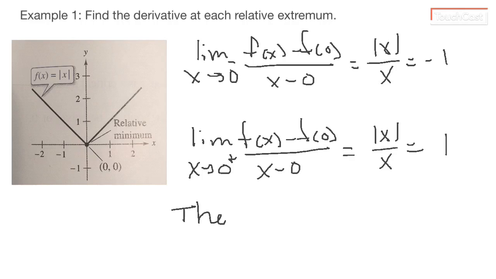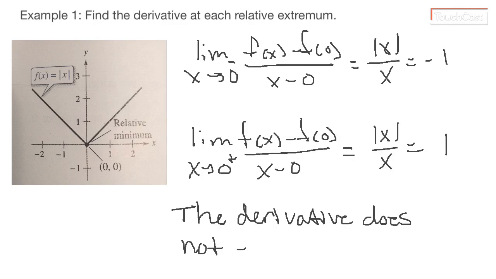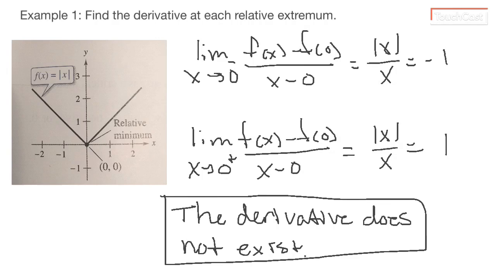And since both limits are approaching a different value, we have to say that the derivative at that point, at that extreme, does not exist. Just at that one spot, the derivative does not exist. There is no slope at this point on the picture.